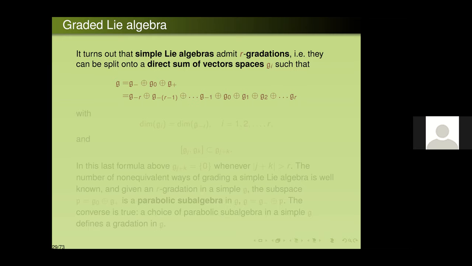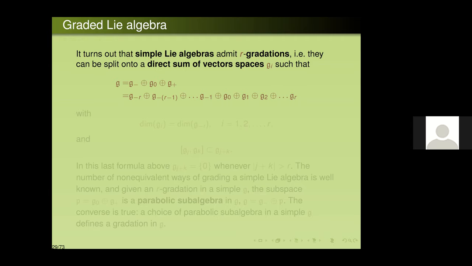So now the question is how many of these gradations a given simple Lie algebra has. The answer is quite nice. Take a Dynkin diagram of the simple Lie algebra and decorate it by putting crosses on your choice of nodes. In Dynkin diagrams, there are just these bars and there are nodes. Put crosses on nodes. How many parabolic subalgebras does a given simple Lie algebra have? It has as many parabolic subalgebras as there are non-equivalent distributions of crosses on these nodes. So G2 has only two nodes, and therefore there are only three parabolics, and three gradations, and the parabolics define the gradations.